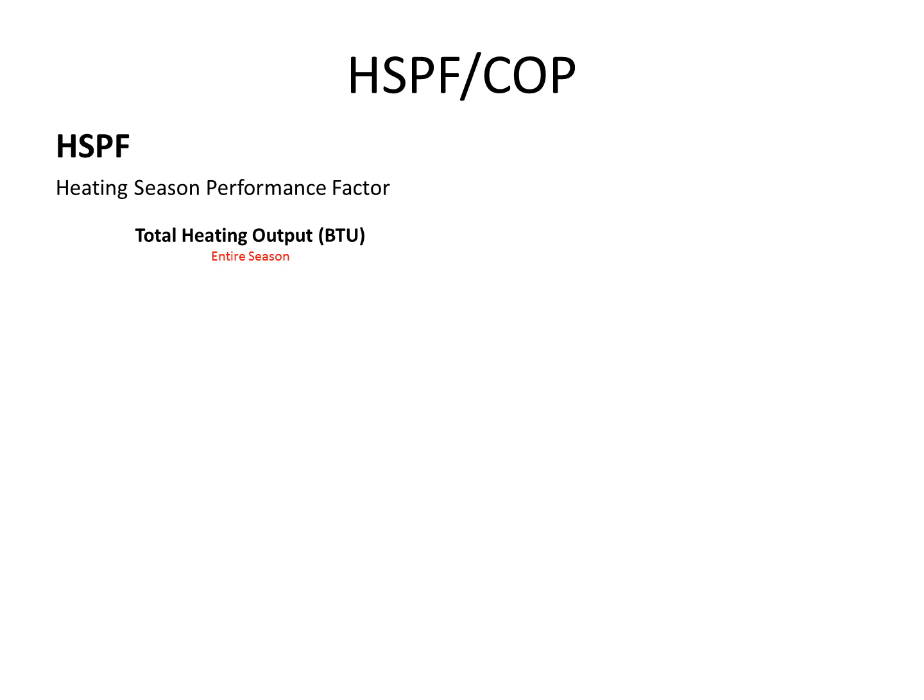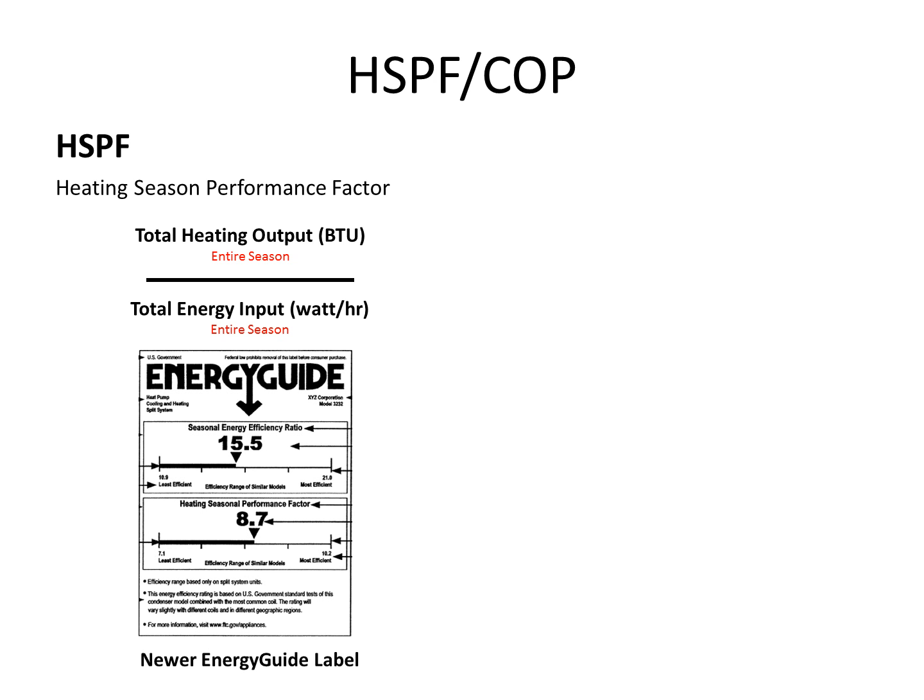Now let's take a look at heating system performance factor and coefficient of performance. These are numbers that are typically applied to heating systems. The heating system performance factor relates to the total heating output in BTUs over an entire season divided by the total energy input in watt-hours for an entire season. This number also shows up on energy guide labels. In this case here, labeled as 8.7. This would be a mid-range evaluation for this particular unit. The general range of heating system performance factors is between 7 and 10.